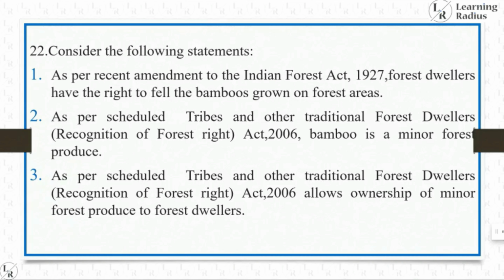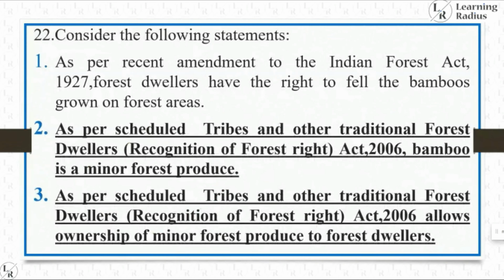As per the Scheduled Tribes and Other Traditional Forest Dwellers (Recognition of Forest Rights) Act 2006, bamboo is a minor forest produce, that is right. The Act also allows ownership of minor forest produce to forest dwellers, that's also right. So out of these three statements, the first statement is wrong, the second statement is right, the third statement is right. So 2 and 3 are right.